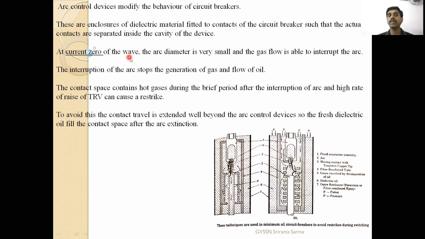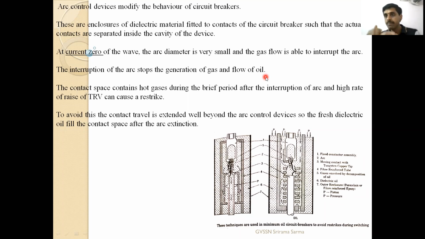At current zero of the wave, the arc diameter is very small. At current zero, because I have explained current zero interruption, the gas flow is able to interrupt the arc. Interruption of the arc stops the generation of the gas and flow of oil. Once the arc is interrupted, what happens? The hydrogen gas production will be stopped. Then at that instant, what do you have to do? You have to stop the arc restriking again. That means the entire gap should be filled with oil.